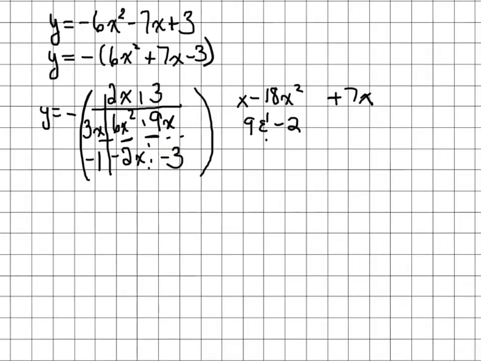So now I'm going to do my check. Did I actually do this properly? So 3x times 2x is 6x squared. 3x times 3 is 9x. Negative 1 times 2x is negative 2x, and negative 1 times 3 is negative 3. So we have 2x minus 3 and 3x minus 1.